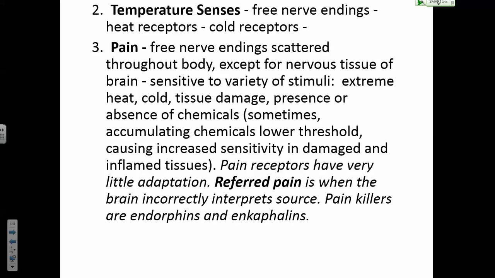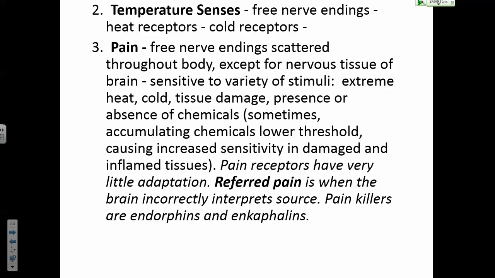Okay. A lot of times tissue damage causes certain chemicals to be released or not, and so the presence or absence of those chemicals could activate a pain receptor. And remember I talked about adaptation, that repeated exposure to a stimulus sometimes causes thresholds to rise. With pain receptors, it's the opposite. When pain receptors get activated, thresholds might even lower. Some of these chemicals cause them to lower.